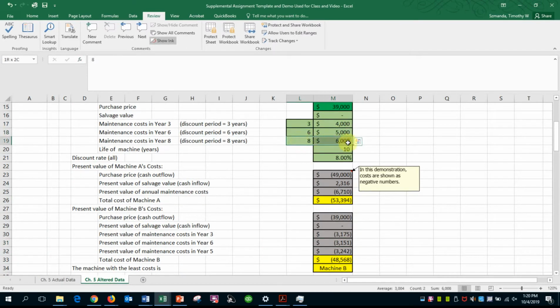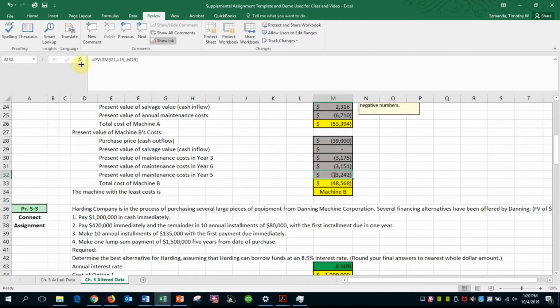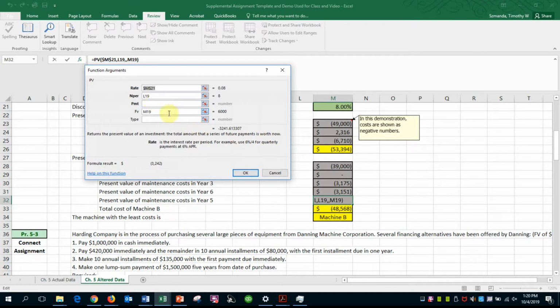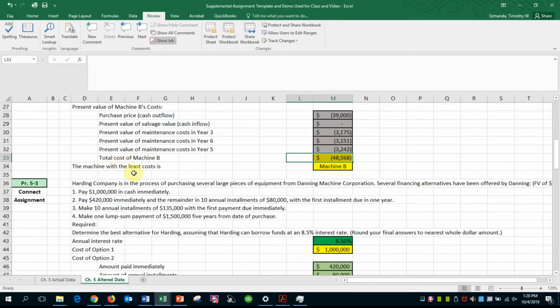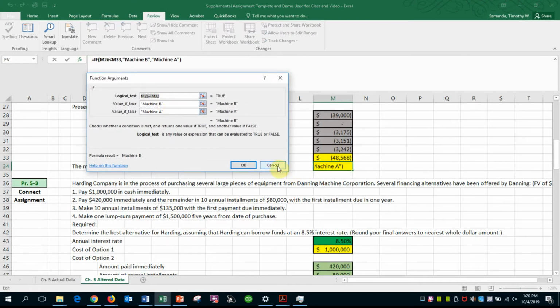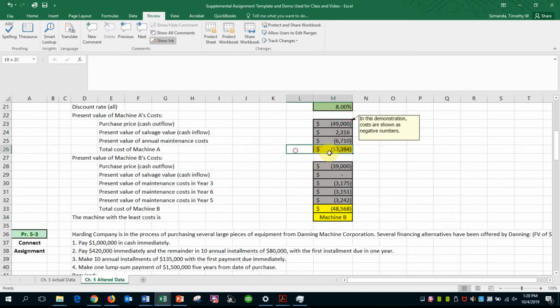And we'll do the exact same for the year 8 maintenance costs and discount that back 8 periods at 8%. And we wind up with the present value of those 3 future negative maintenance cash flows as given, and we'll add them all together then, and that is the cost then of machine B. And then finally the final answer is which of these machines should we purchase? Well, just take the lesser of the two, and that is machine B in this case.